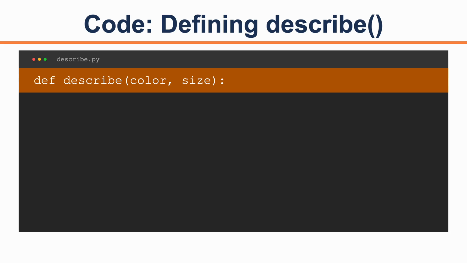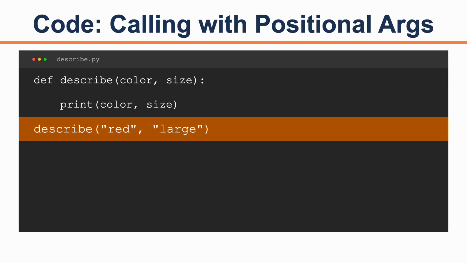Here the describe function takes two required parameters, color and size. Neither has a default value, so both must be provided every time the function is called. Calling describe with two values in order passes them positionally. Red fills the color parameter because it comes first. Large fills the size parameter because it comes second.